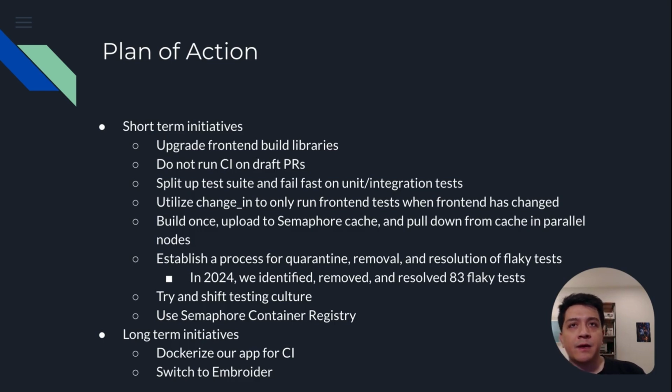So what was our plan of action to address these issues? We had some short-term initiatives and some long-term initiatives. For the short-term initiatives, we decided to upgrade the front-end build libraries. As I may have mentioned before, we had one problematic library that had a negative impact on the front-end build times. It caused it to increase drastically. So once we were able to find that library, we upgraded it to a more recent version, and the issues seemed to go away.